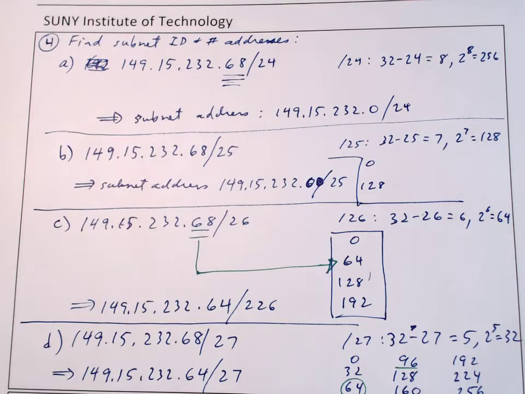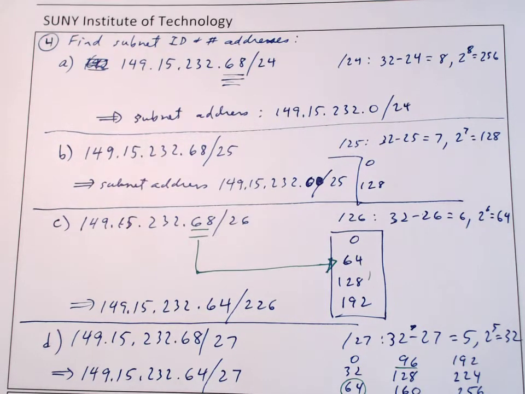Okay, so the 68 lies between 64 and 96. And this is an easy way of thinking about it. I hope that helps.